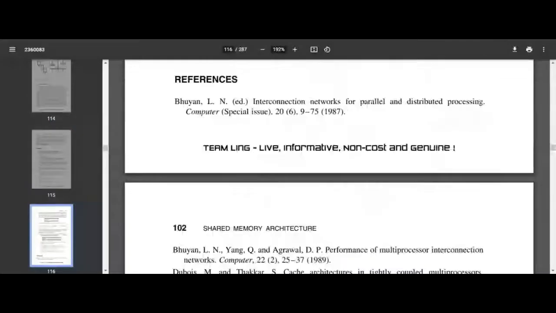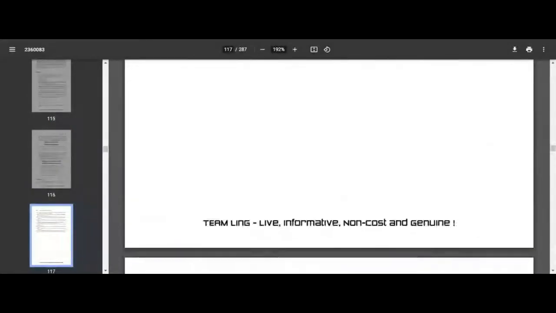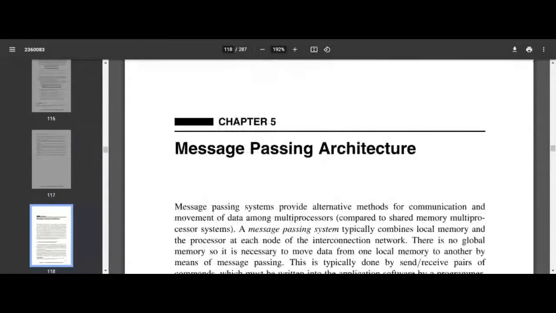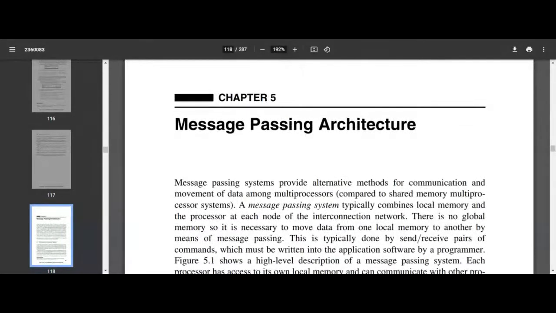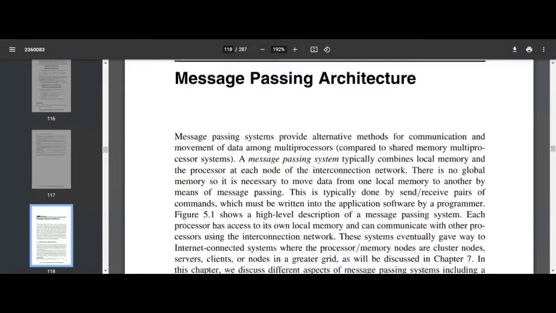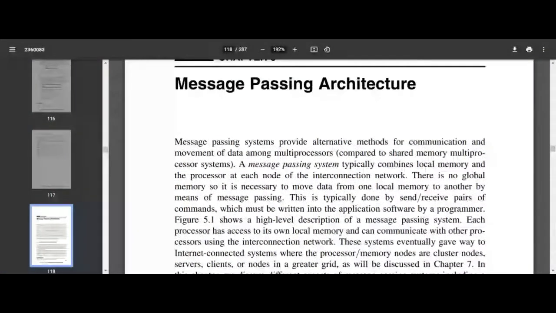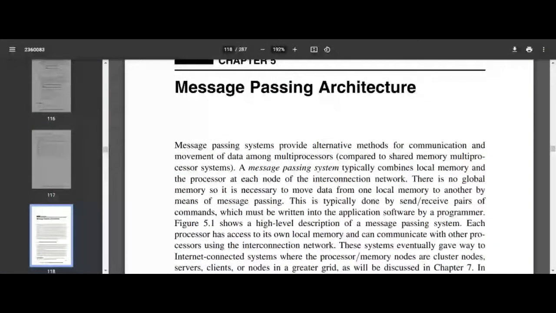So by this we are going to end this chapter. We will have another chapter, which is chapter 5. We will take a short break and then continue after 10 minutes.